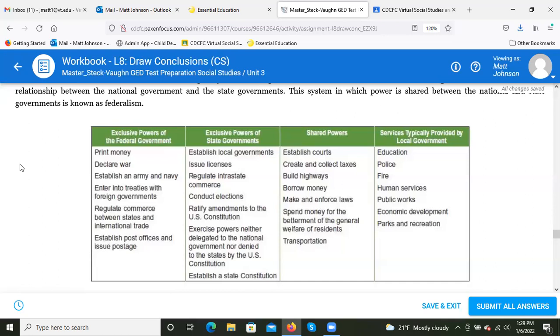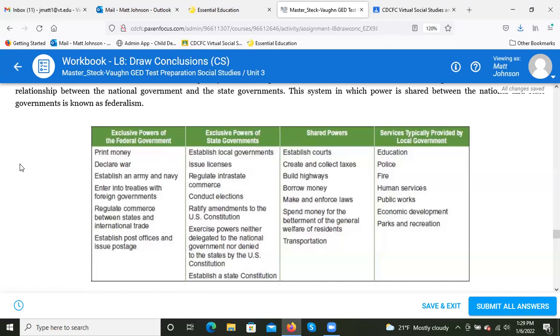Now we have shared powers, right? Things that both the federal government can do and state governments can do, right? We have courts, we have the Supreme Court, we have U.S. district courts, and then you have state and local courts. Create and collect taxes. You pay school taxes. I pay taxes to Dublin City Schools because I live in Dublin. I pay state taxes and I pay federal taxes.